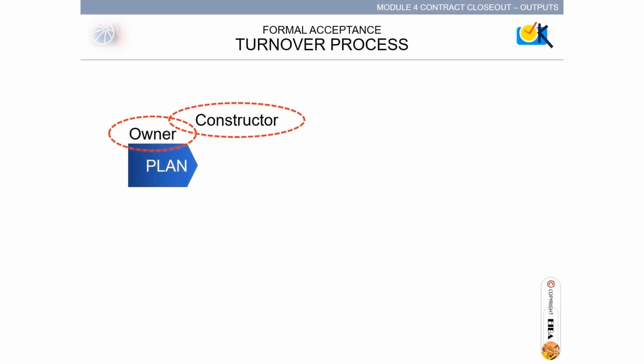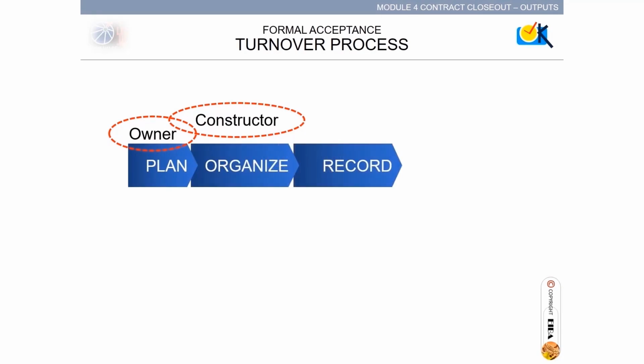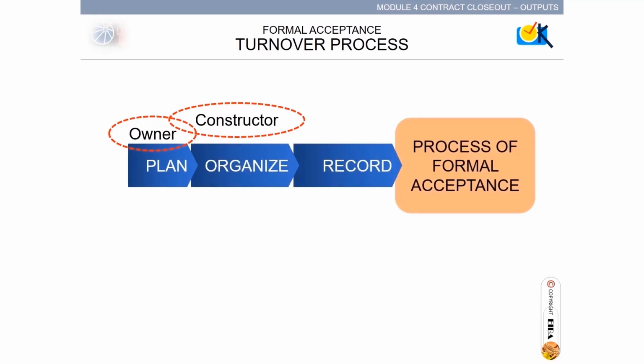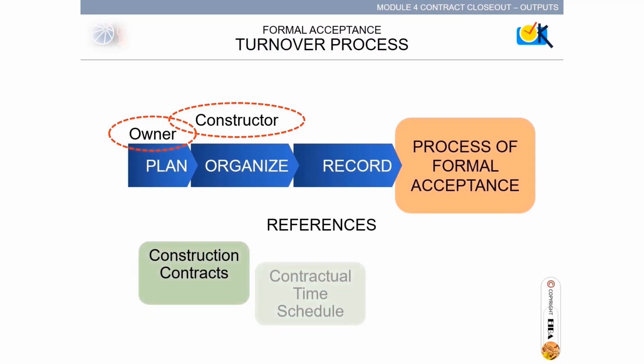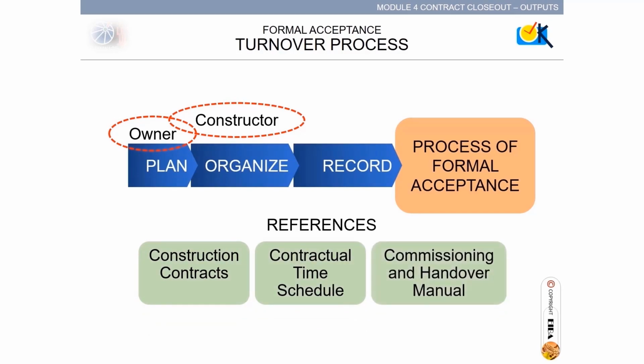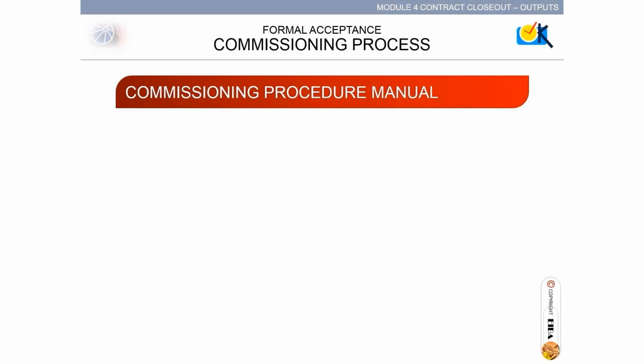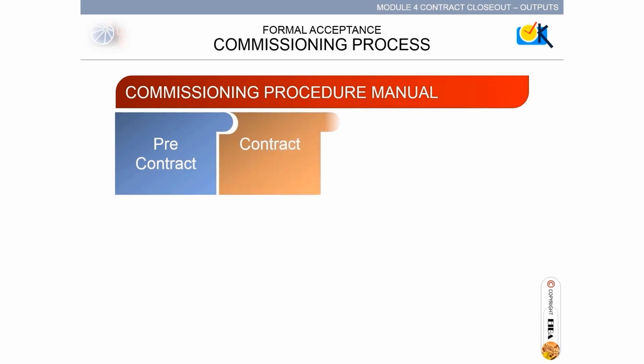The turnover process: owner and constructors sit down to plan, organize, record, and go through the process of formal acceptance. The references used are construction contracts, contractual time schedule, and commissioning and handover manual. The commissioning process follows the commissioning procedure manual. The activities start at pre-contract, where the commissioning requirements are specified. To contract, including all the provisions for commissioning.